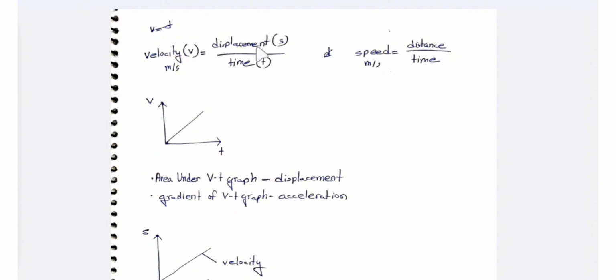Now for velocity, velocity is equal to displacement by time. So the area under the velocity time graph is displacement, and the gradient of the velocity time graph, that is this gradient, is acceleration.